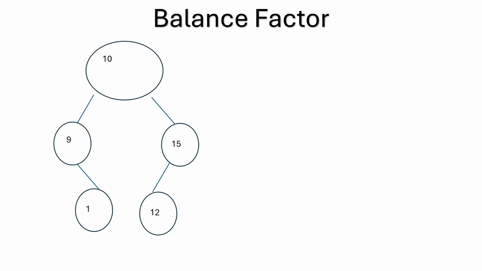I'm going to talk about balance factor, which is important for a self-balancing AVL tree, which is a binary search tree that's balanced. To be balanced, each node has to have a balance factor of 0, 1, or -1. So the way you calculate it out is the height.